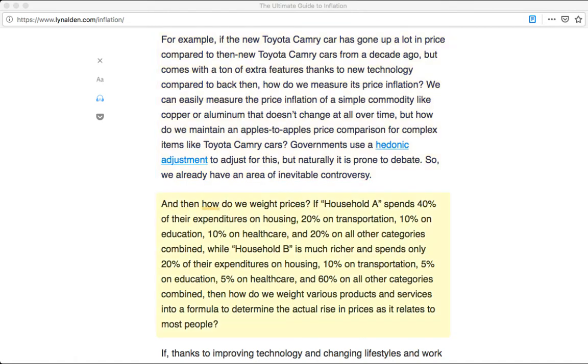And then how do we weight prices? If household A spends 40% of their expenditures on housing, 20% on transportation, 10% on education, 10% on healthcare, and 20% on all other categories combined, while household B is much richer and spends only 20% of their expenditures on housing, 10% on transportation, 5% on education, 5% on healthcare, and 60% on all other categories combined, then how do we weight various products and services into a formula to determine the actual rise in prices as it relates to most people?